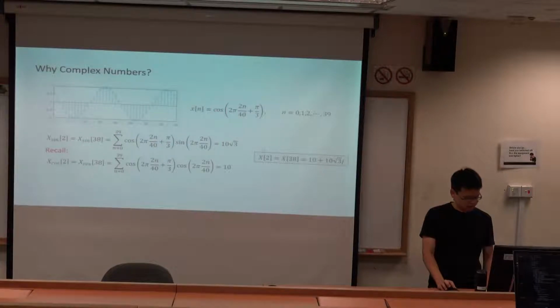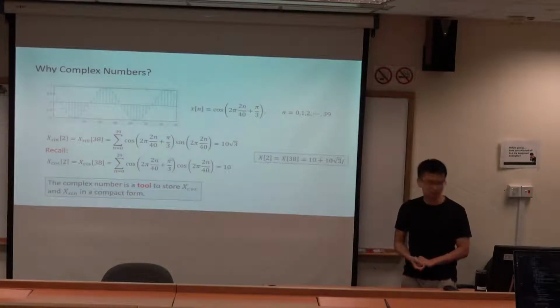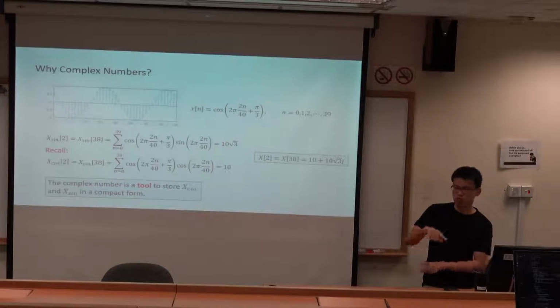Yeah. So if we combine the 2 results into one complex number, seems like you can work out the magnitude before using its norm. And actually, the complex number, well, you can look at it as a tool to store the 2 arrays simultaneously. And why don't we use just 2 arrays? Why do we want to use a complex number?